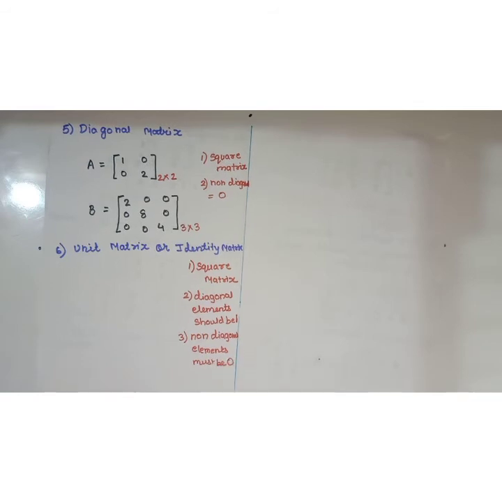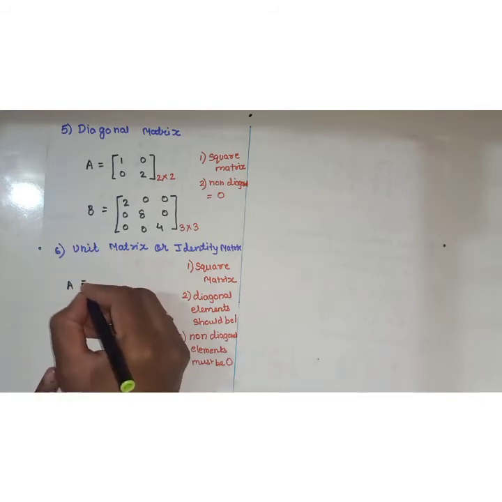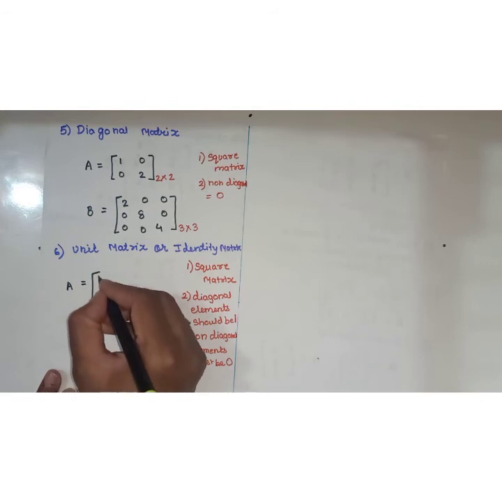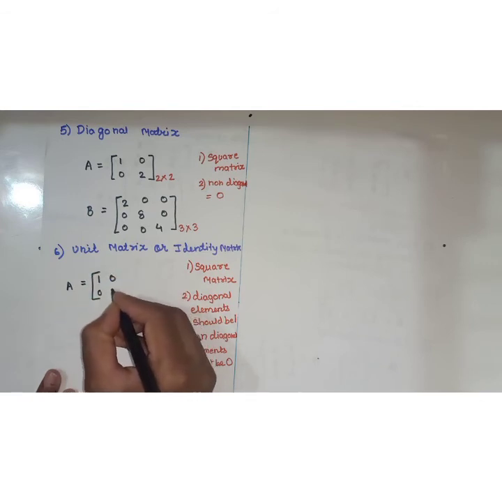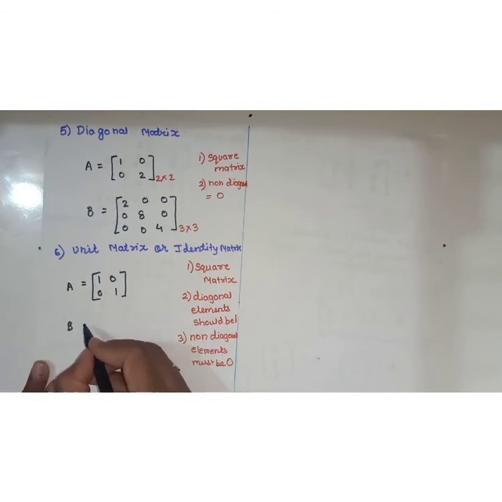Okay. Now let's see with the help of an example. Here A equals 1, 0, 0, 1. Another example.